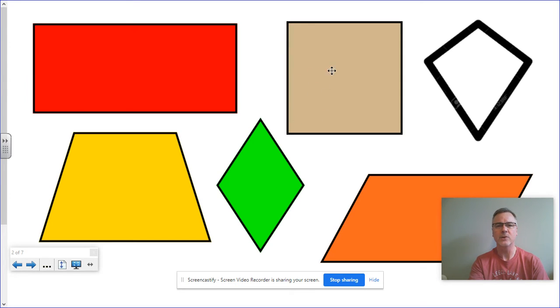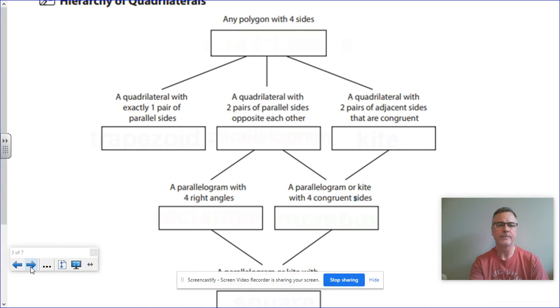A square is a special rhombus because all four angles are the same size. This rhombus has two different size angles. This angle and this angle are acute. This angle and its opposite angle are obtuse. So there are quite a lot of similarities in all of these shapes, but they're all distinctly different also.